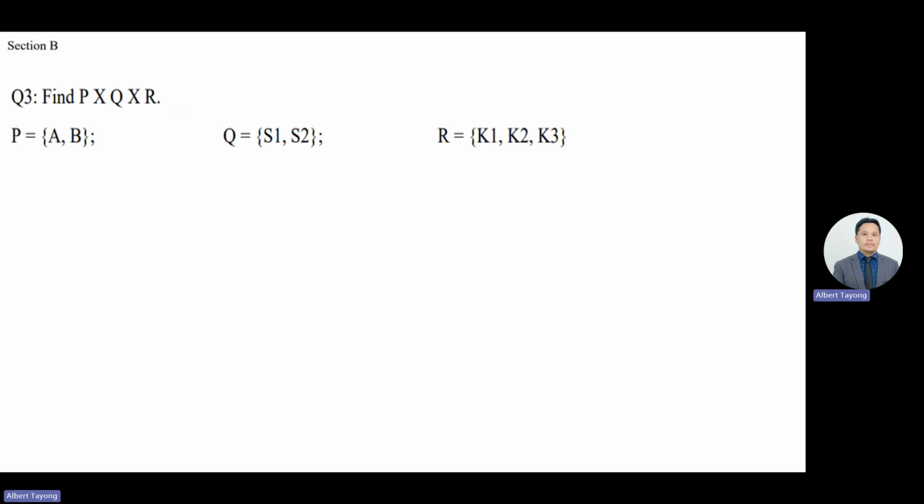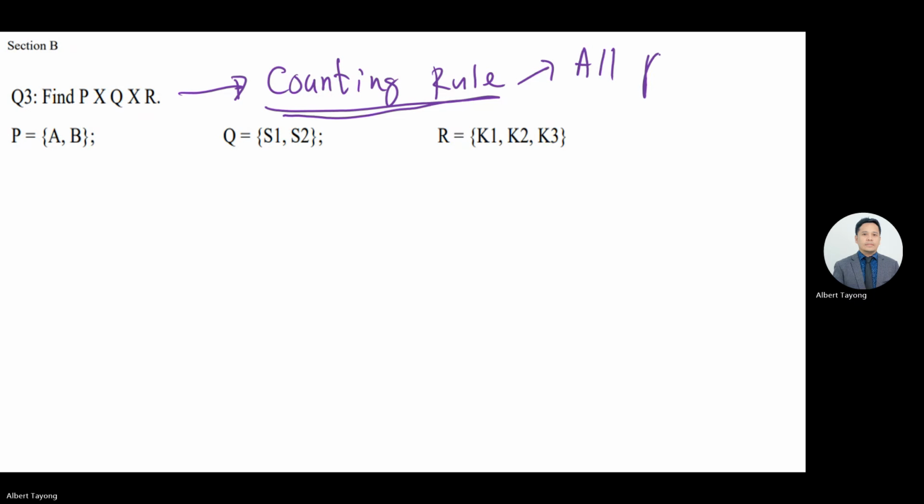Now here you're going to find P cross product Q cross product R. This is about the counting rule. Counting rule actually means we are identifying the number of all possible outcomes. Okay, so here there are two elements. Here we have two elements. Here we have three elements.